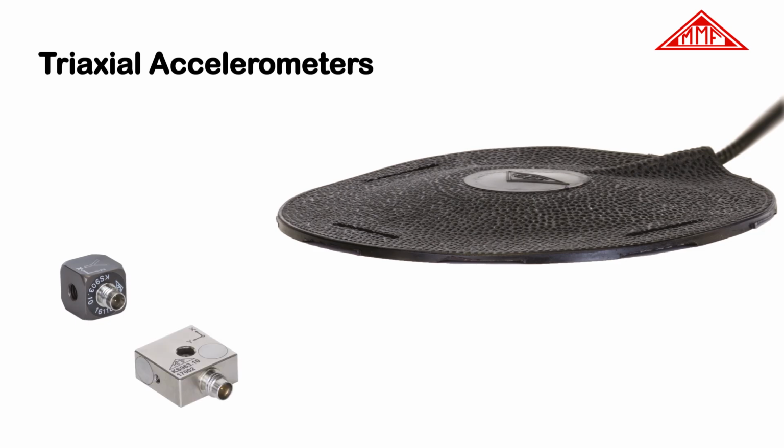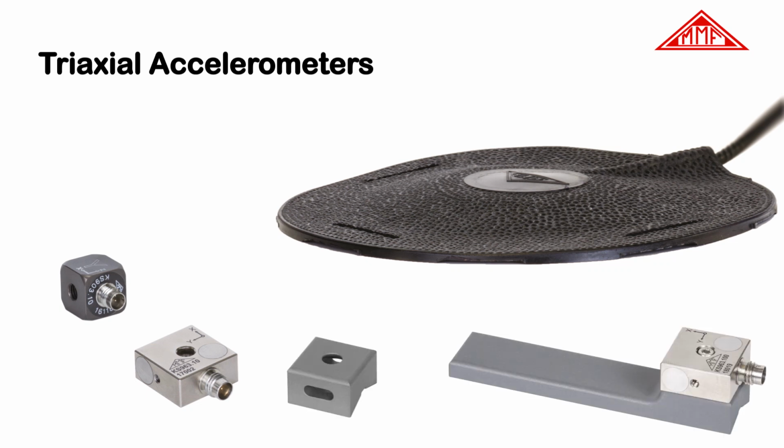Human vibration is measured with triaxial accelerometers. Metra offers suitable sensors and mounting accessories for hand-arm and whole-body vibration.